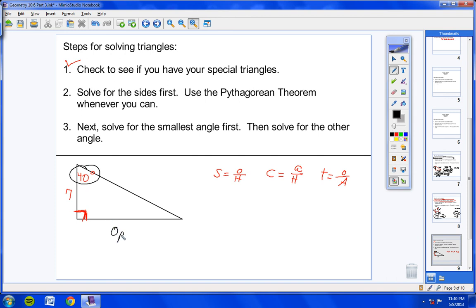What do we call this side? Opposite. Here's your right angle. What do we call this side? Hypotenuse. Only other side left is 7. That's your adjacent side. Now, look carefully, please.